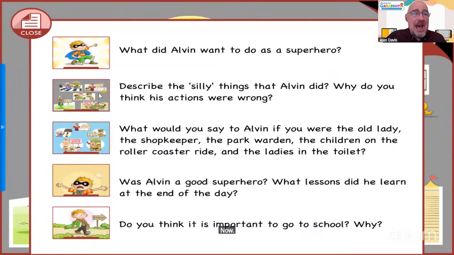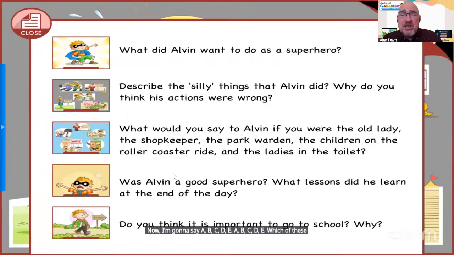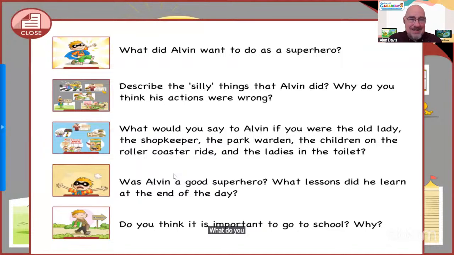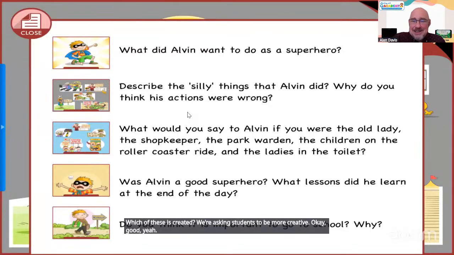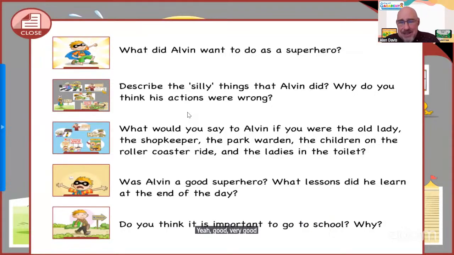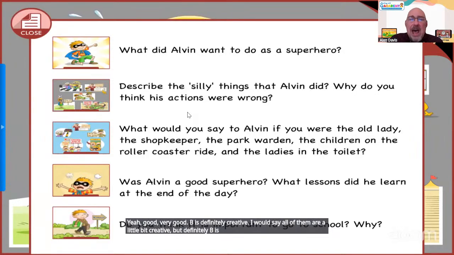Now, I'm going to say A, B, C, D, E. Which of these questions is a creative question? What do you think? A, B, C, D, or E? Which of these is creative? We're asking students to be more creative. Okay, good. Yeah, very good. B is definitely creative. I would say all of them are a little bit creative, but definitely B is a creative one. How about critical thinking? A, B, C, D, or E?